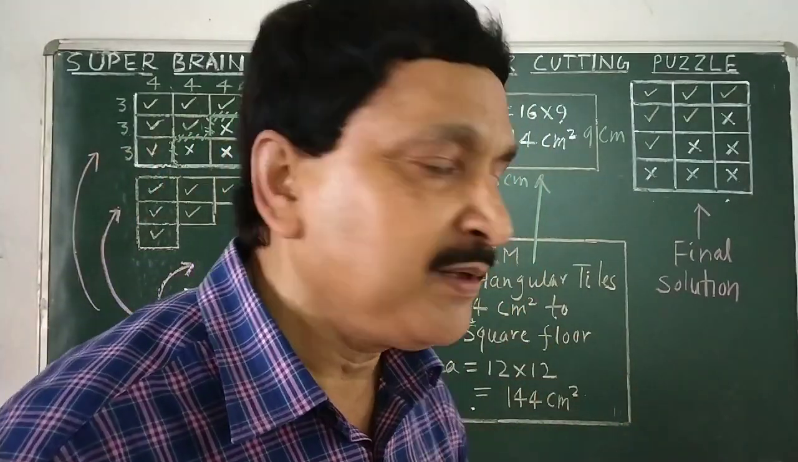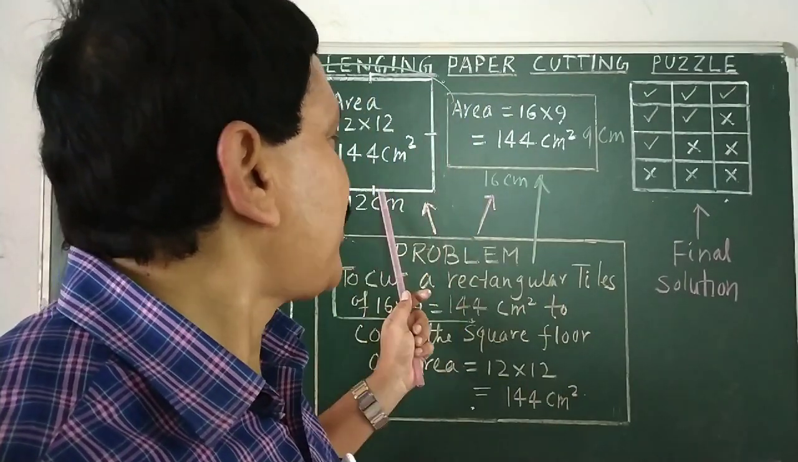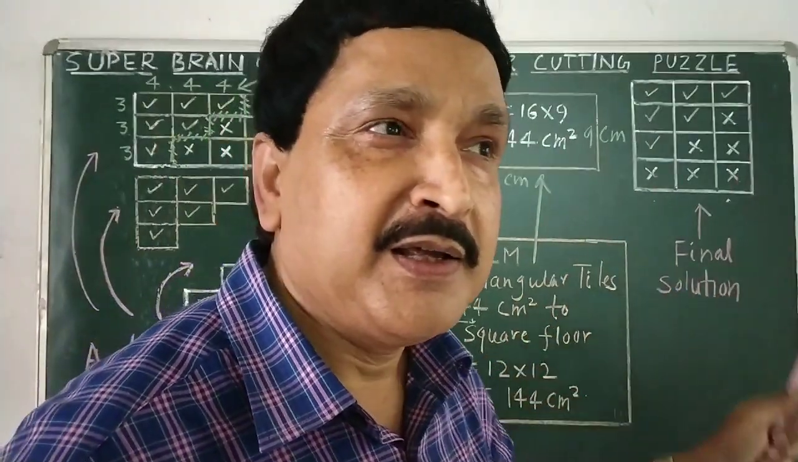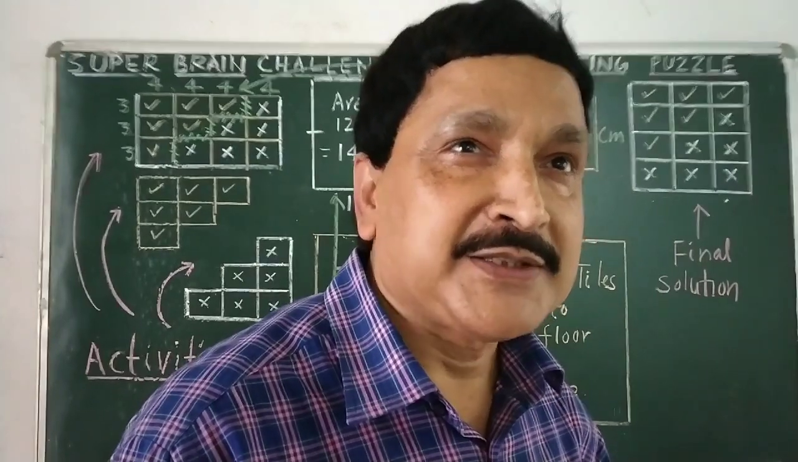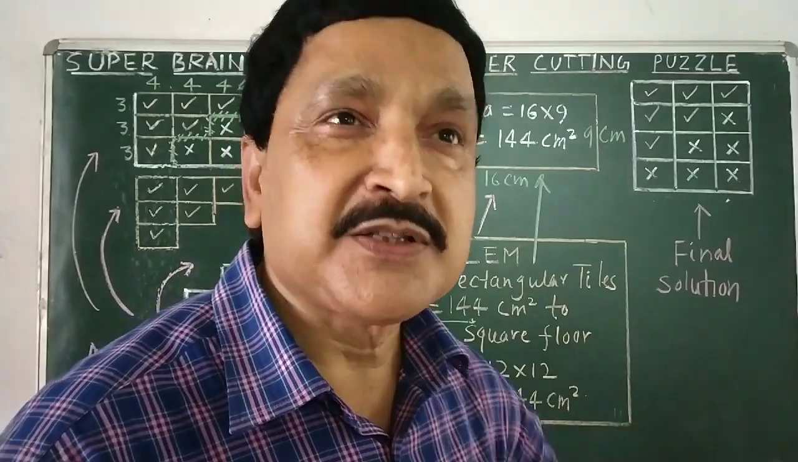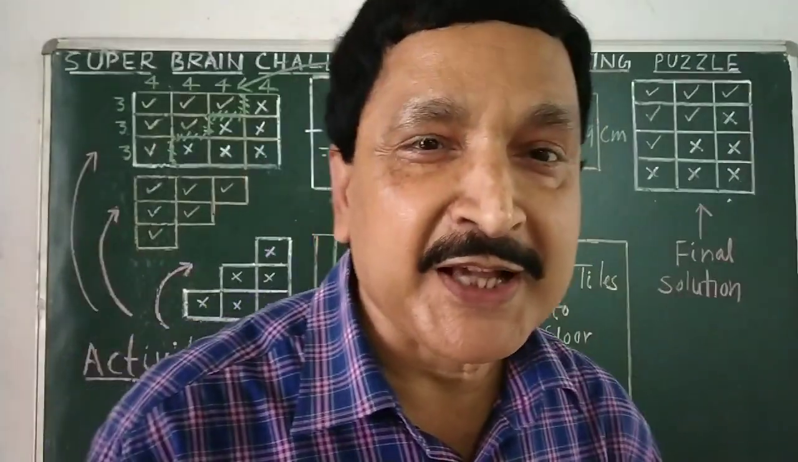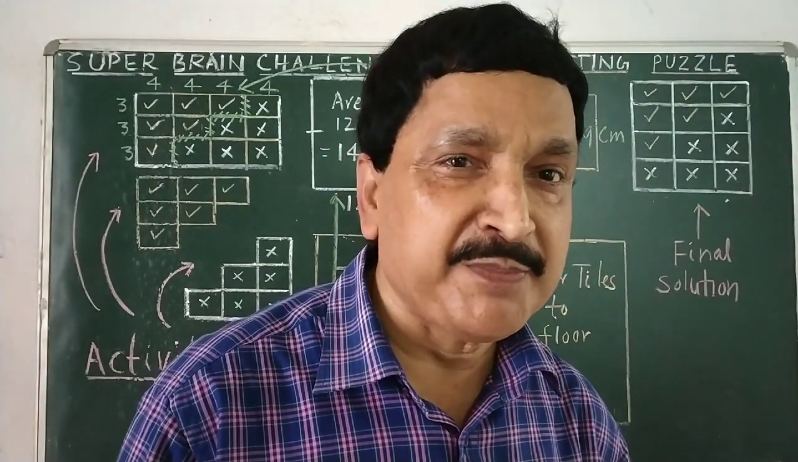puzzle. Pick up paper, take a square of 12 cross 12, then one more 16 cross 9 rectangle. Give the rectangle to anyone to cut it in two parts, and the two parts should cover this square completely. Just try. Whoever is an expert of mathematics, you can put your challenging problem in front of him.